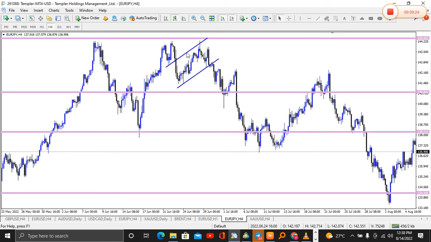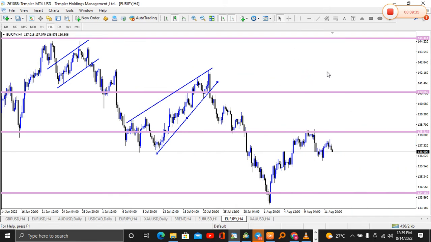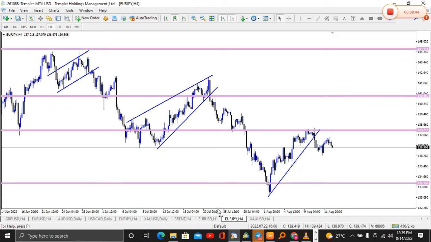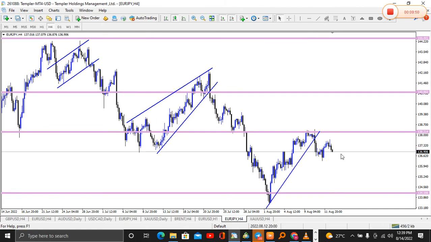We had this flag, we also had this wedge. I'm trying to spot them out. See? Now we also have this wedge. Now this wedge was made during last week, I mean. Now the market was playing around this area. So we also have another wedge.